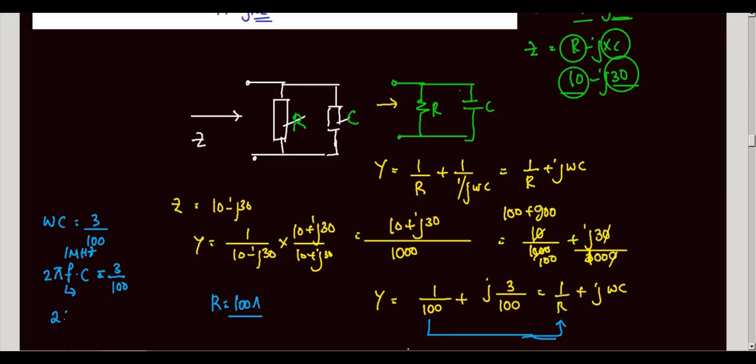So 2 into pi into c equals 3 by 100, and mega means micro. So c equal to 3 by 100 micro, divided by 2 into pi, where pi is 22 by 7, so 7 by 22 by 2. So c comes to about 4400 microfarad, okay.